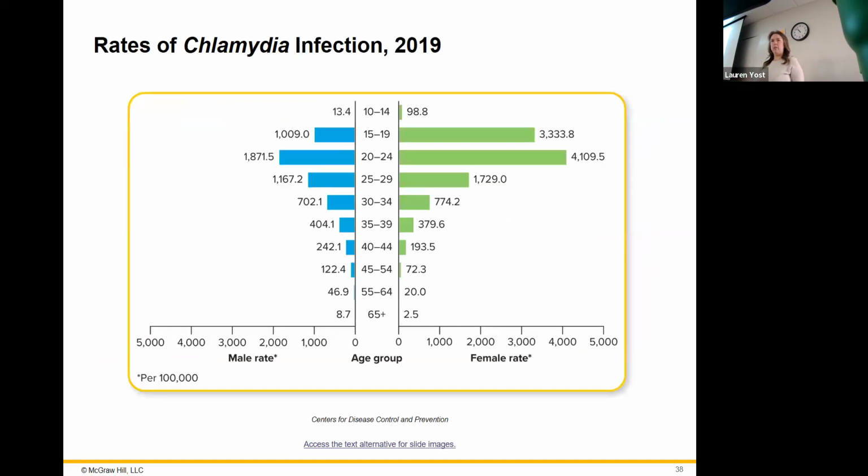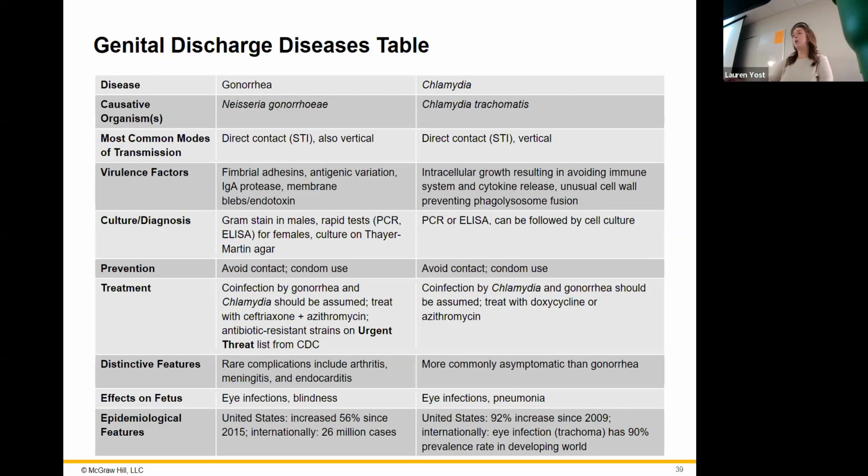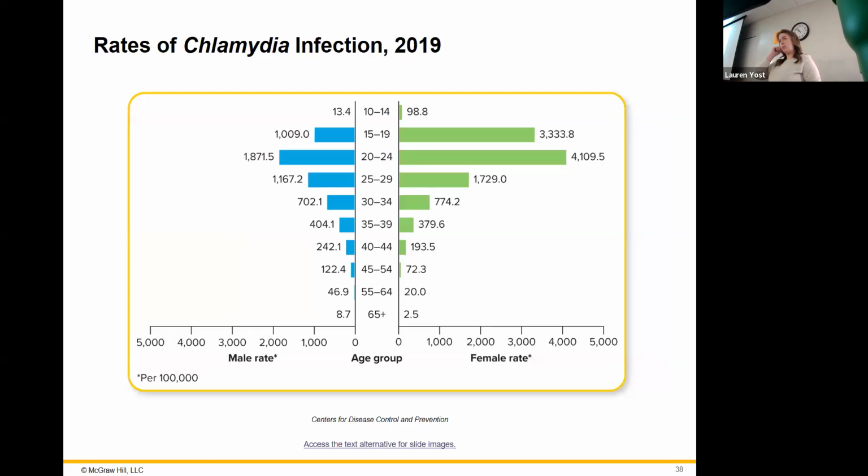Is there a big difference between, like, the micro, or how they look between the two of them? Like the bacteria themselves? Yeah.